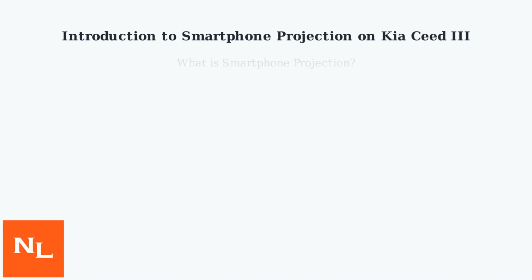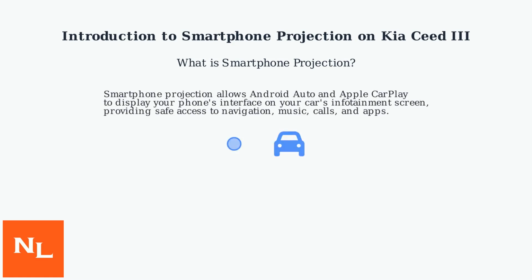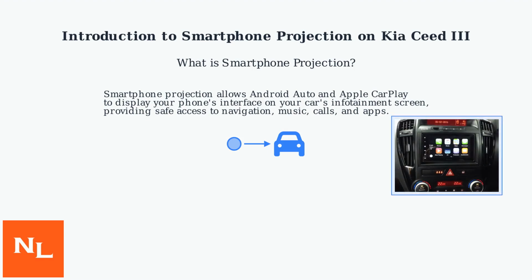Welcome to the Introduction to Smartphone Projection on the Kia Ceed III. Smartphone projection refers to technologies like Android Auto and Apple CarPlay that mirror your phone's interface onto your car's infotainment screen. This allows safe and convenient access to navigation, music, phone calls, and compatible apps while driving.